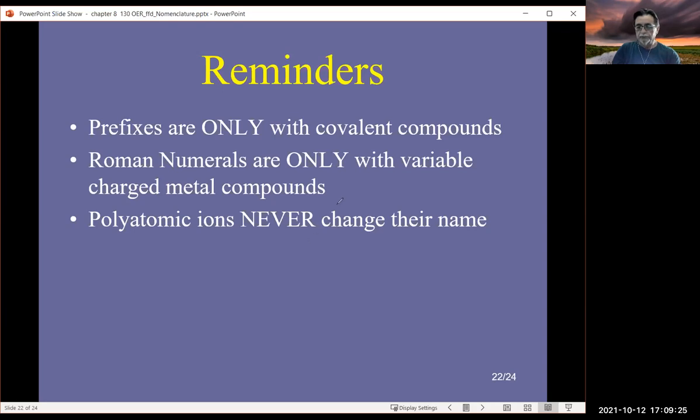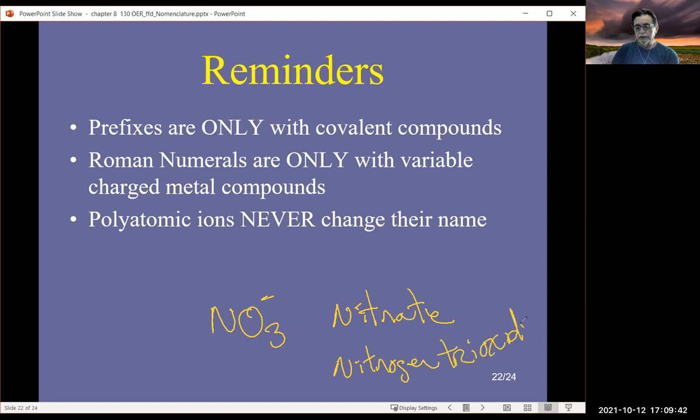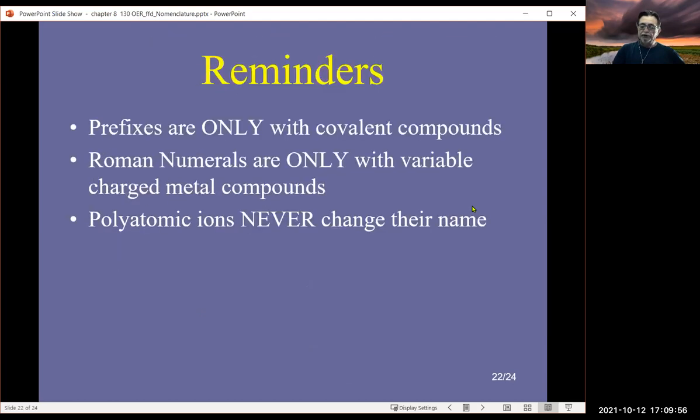For example, this is nitrate ion, not nitrogen oxide. No, its own name is nitrate. And if we need to use more than one, we use parentheses with a subscript of the number that we need.